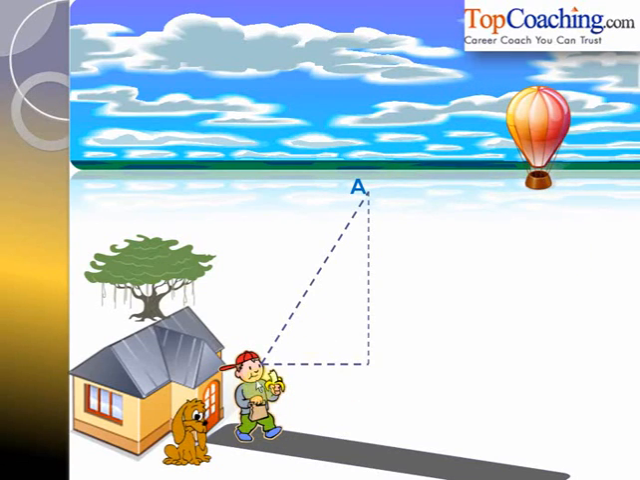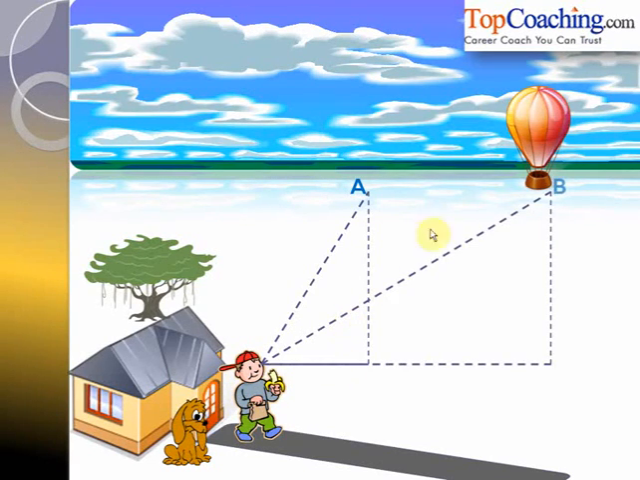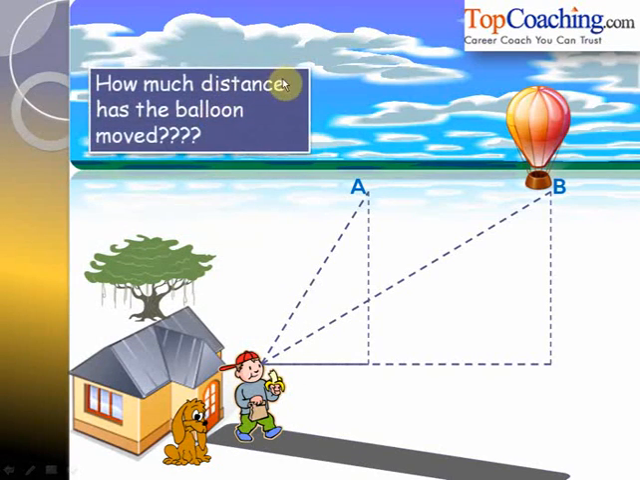And at this moment, the boy comes along with his dog. Now he observes the balloon at the position B. So we see that this balloon has moved from the position A to position B. Now can you tell me how much distance has the balloon moved during this time? So again we can make this measurement using the tool of trigonometry.